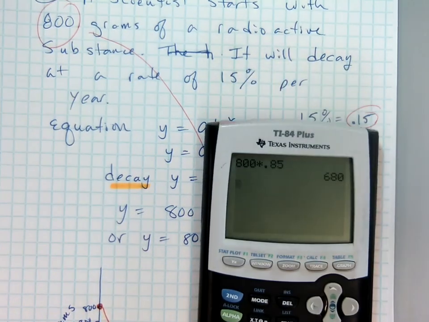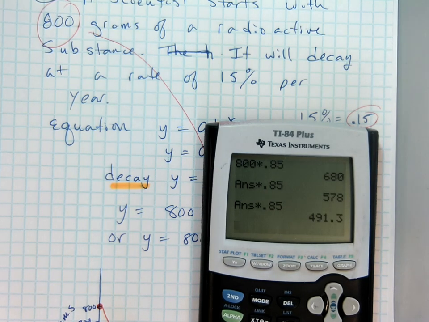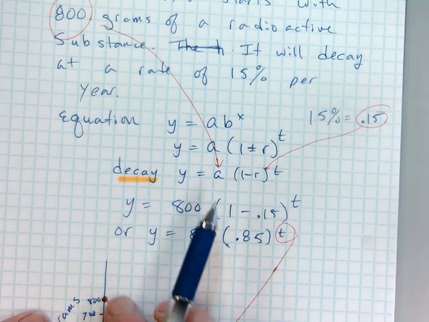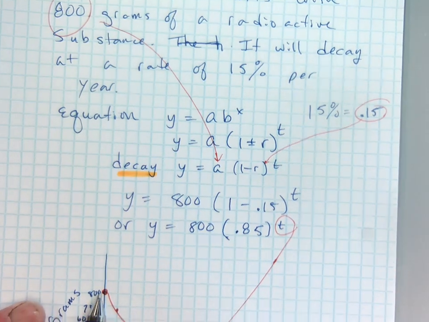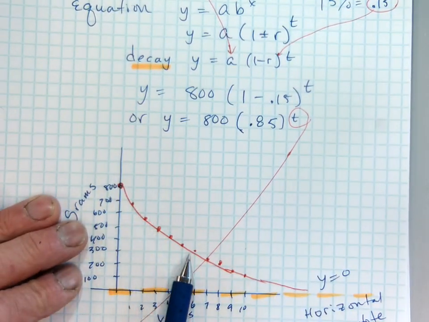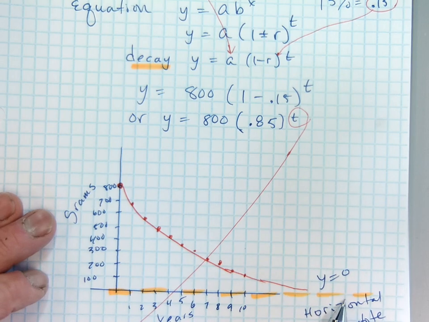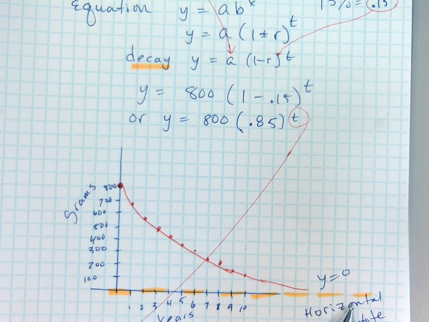So then I multiply that times 0.85, because that's less than 15%, 578. Multiply that times 0.85, 491. I multiplied that times 0.85, and I got 417, and I kept multiplying by 0.85, and I got smaller and smaller and smaller. So I drew in a graph, starting at 800, and it slowly went down. Now, we also talked about the fact that it will never be 0. Keeps getting smaller and smaller and smaller, but it will never equal 0.